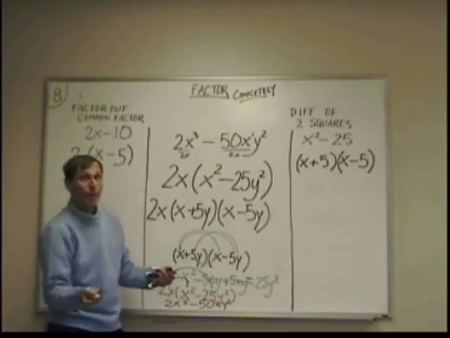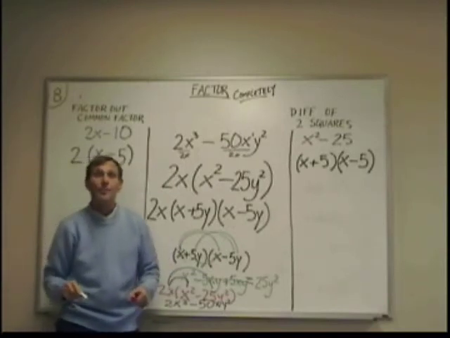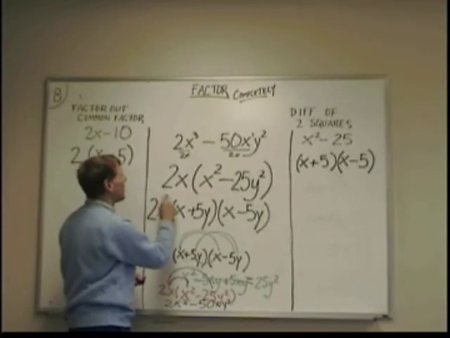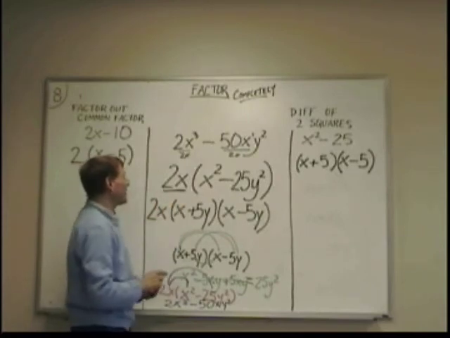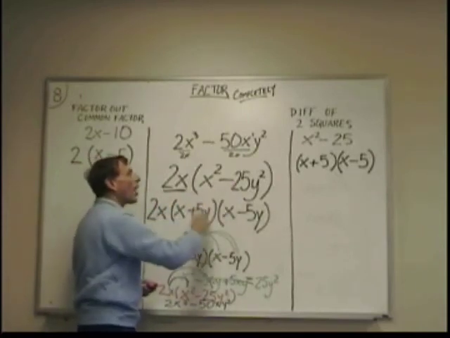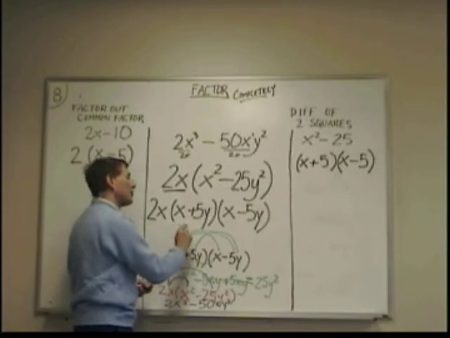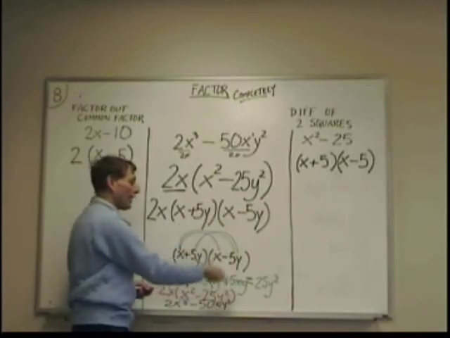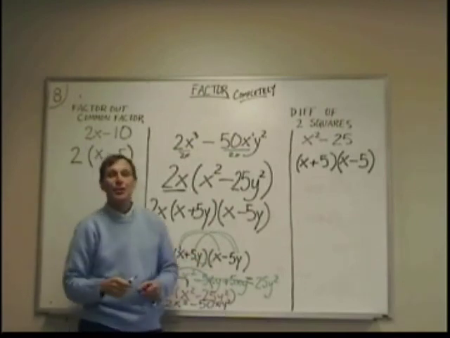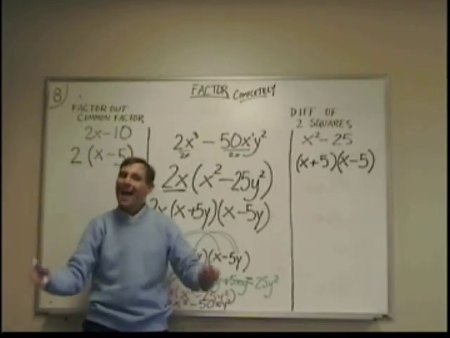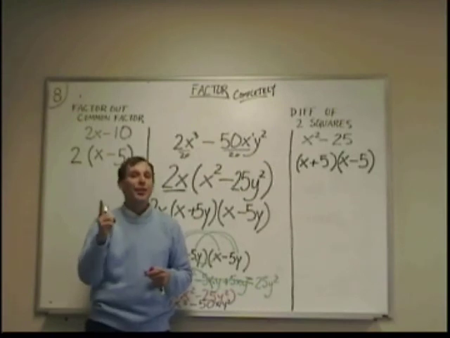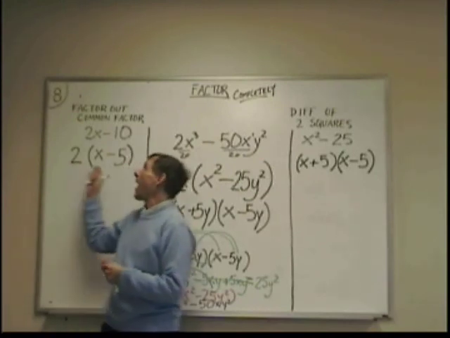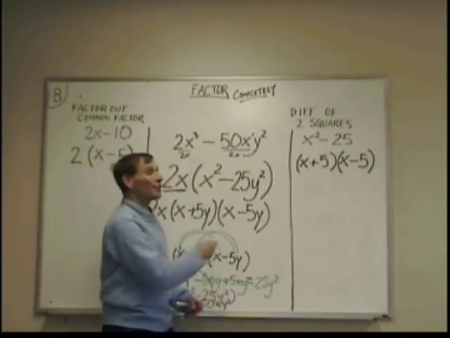It's a two-step problem. You first factor out a common element, which is 2x, and then with what's inside, you further factor using the difference of two squares. You can use FOIL and distributive multiplication as a check. And that's how you do factoring completely, using common factor and difference of two squares.